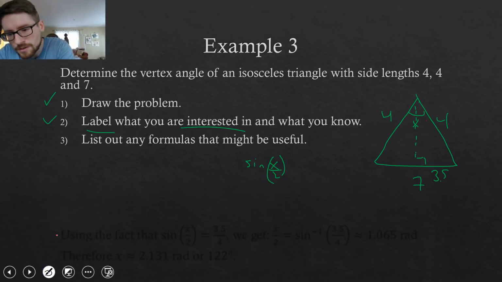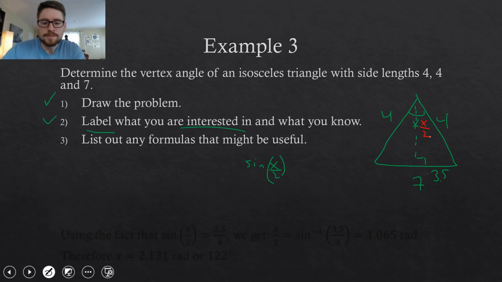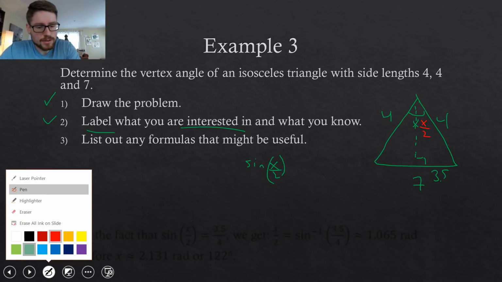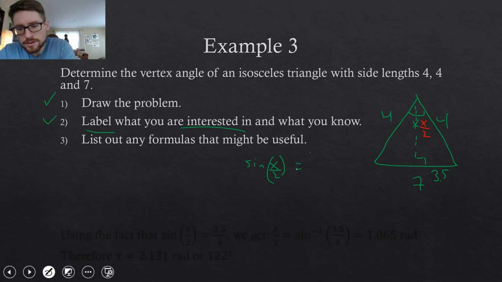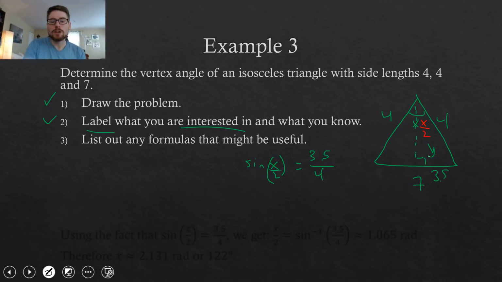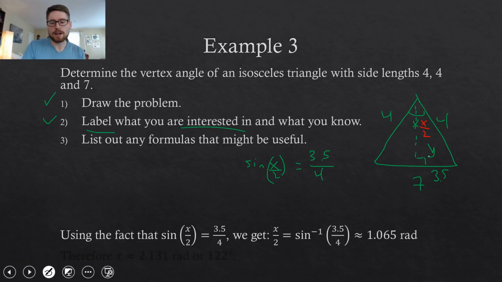I'm going to label it in a different color. Sine of x over 2 is equal to 3.5 over 4. So that opposite side, boom, opposite over the hypotenuse 4. So hey, there's a great formula. We don't have x exactly, we have half of x, but we should be able to find x from this. So using that fact, we'll take the inverse sine of both sides.